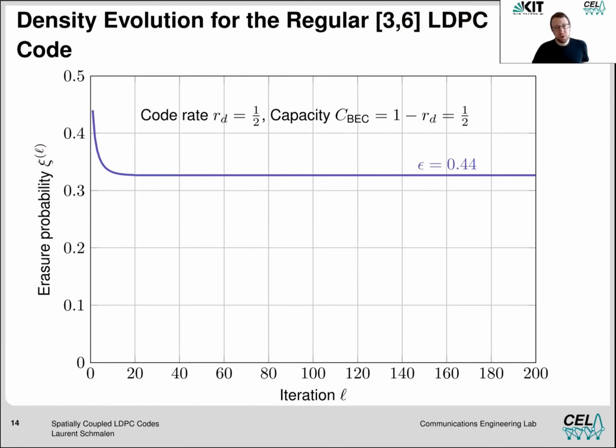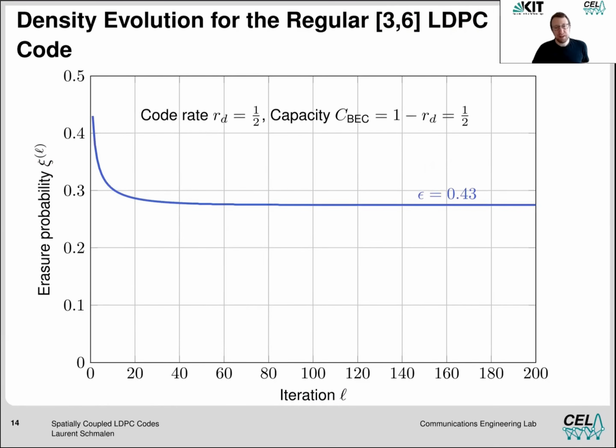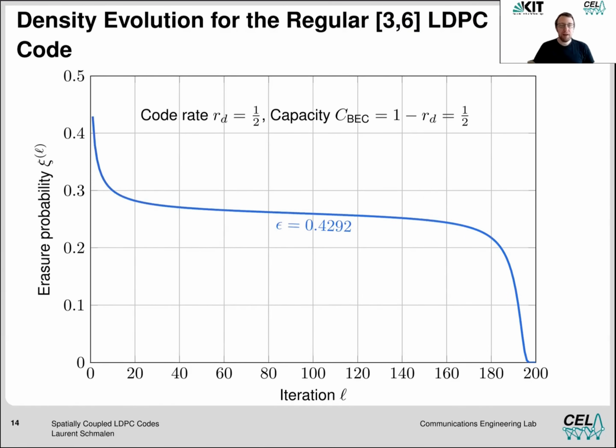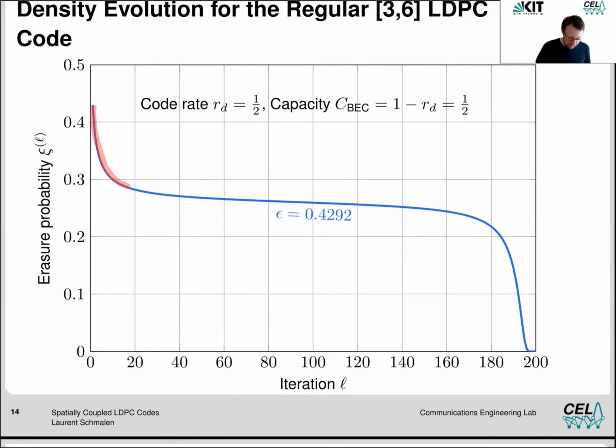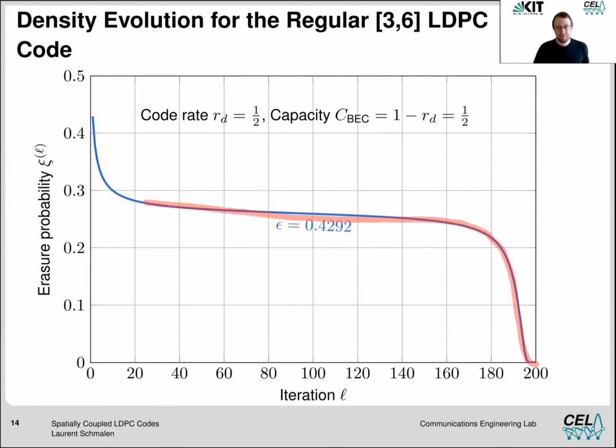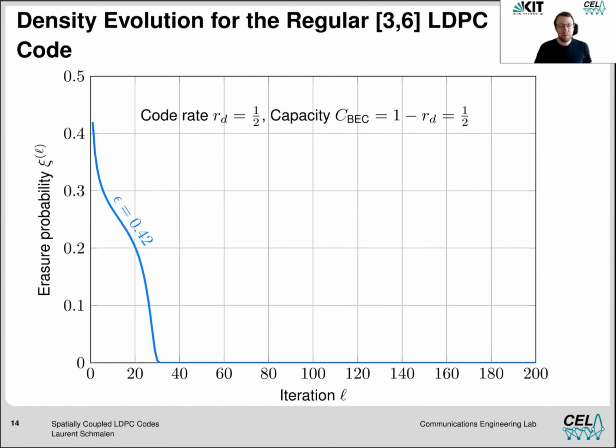Okay, 0.44, nothing happens. 0.43, nothing happens. Now, if we have an epsilon of 0.4292, we see that the erasure probability steadily decreases until it eventually reaches 0. And we see that we are able to successfully decode our code in this case. And of course, if we decrease epsilon further, we require fewer iterations to recover from our channel.